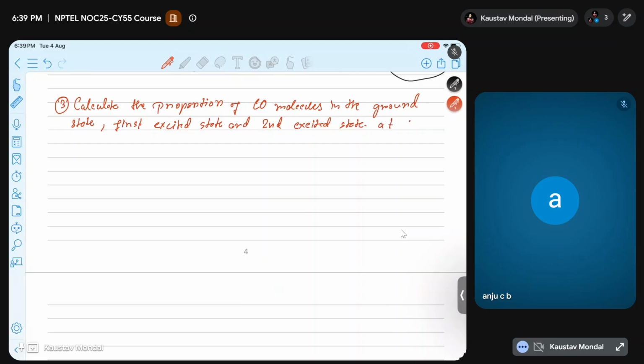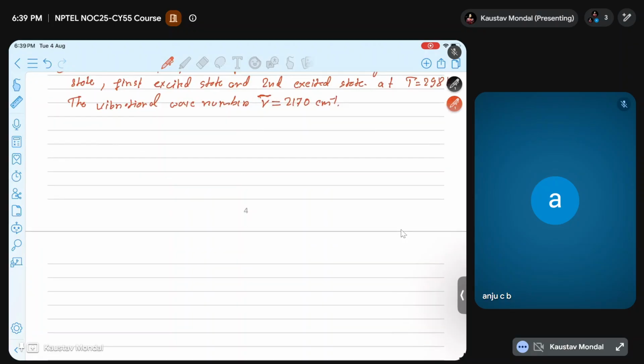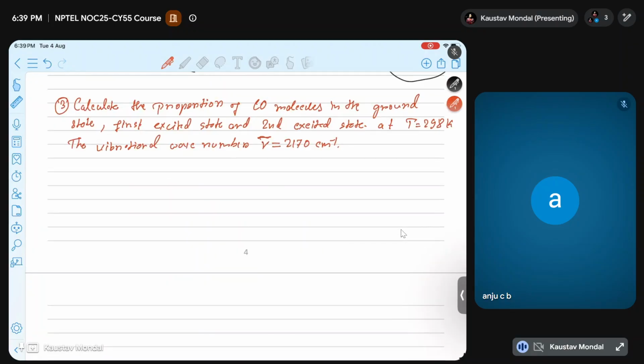at temperature T is basically 298 Kelvin, and the vibrational wave number is given by nu tilde is 2170 centimeter inverse. Okay, so basically here these are the vibrational energy levels.